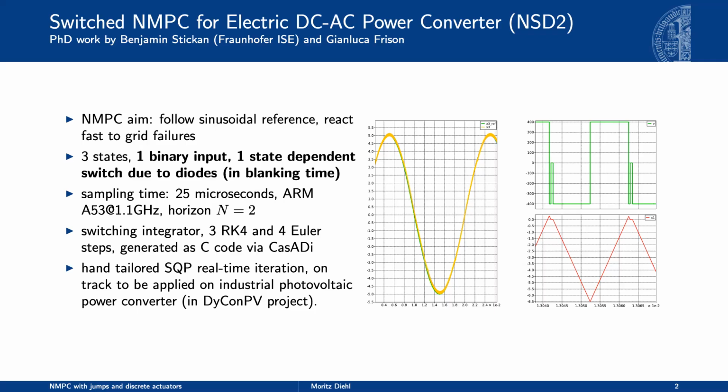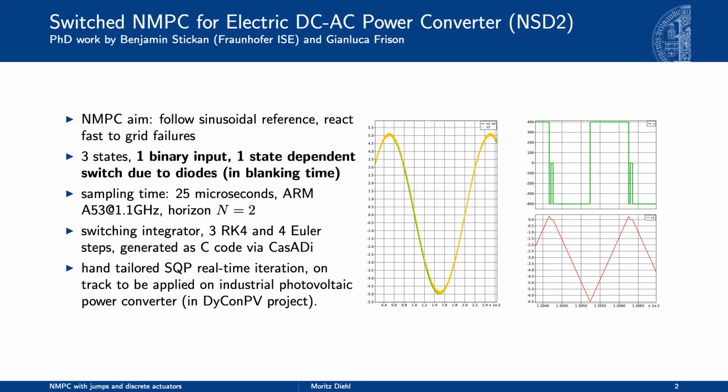Then there is one other interesting thing, a state-dependent switch, which is due to diodes, which are safety valves, so to say, but for electronics. A diode will let current through only in one direction. So it depends on when you switch one switch off; there is still a diode that might either let the current through or not. And there is typically a state-dependent switch in this so-called blanking time. At the end, we want to have a sampling time of 25 microseconds, quite fast, and a short prediction horizon of just 2 sampling times. That's what Benjamin aims at, and he is nearly there, but not yet at the experiment.